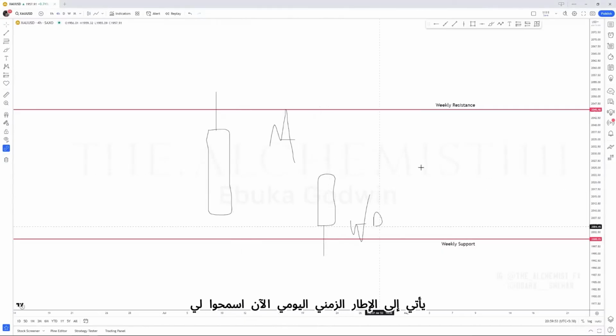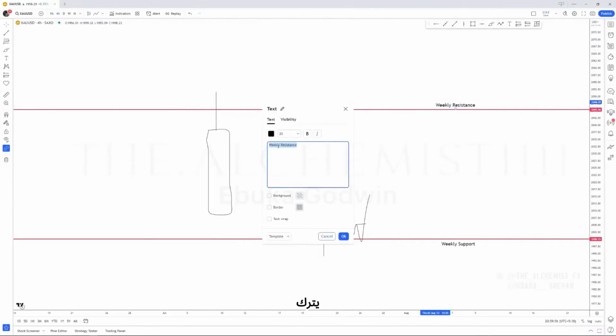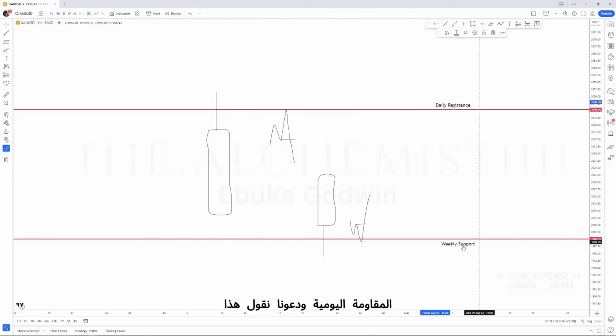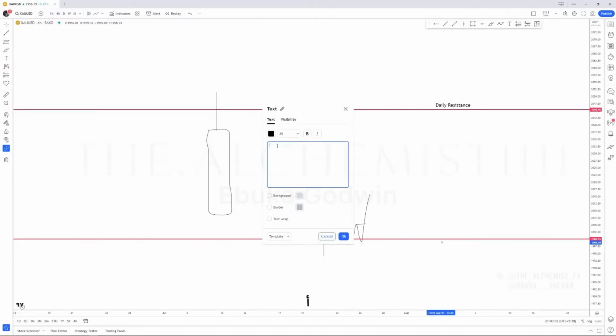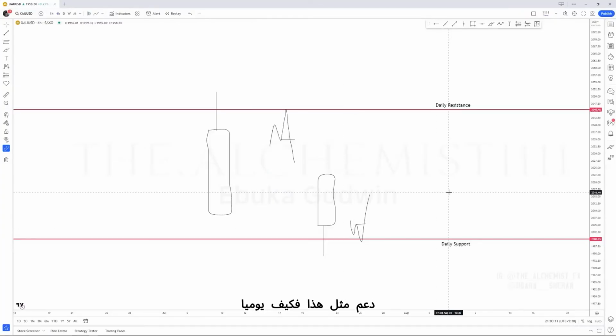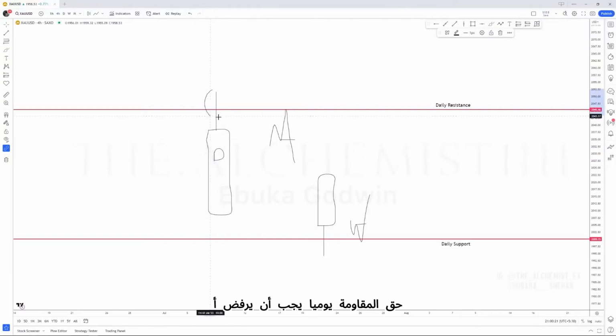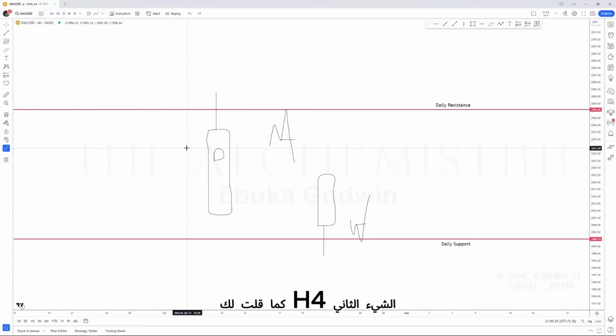Same thing when it comes to the daily time frame. Let me change this. Let's say this is the daily resistance, and this right here is a daily support. So how does a daily storyline start? The same way the weekly starts. Daily has to reject a daily resistance. That is the first factor.